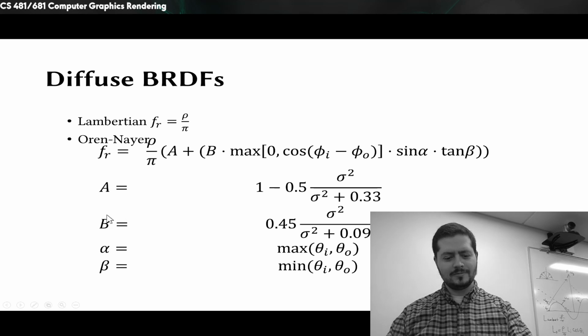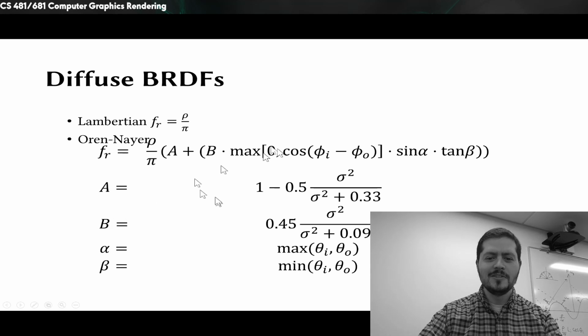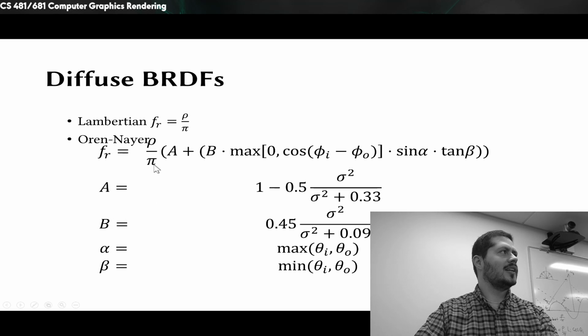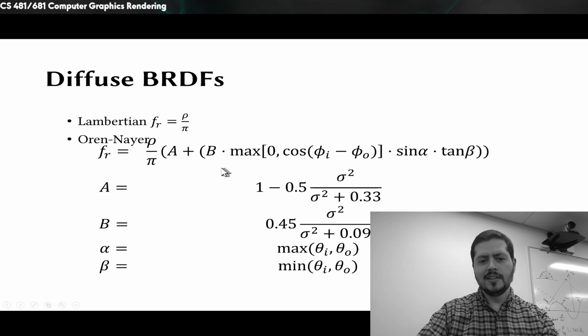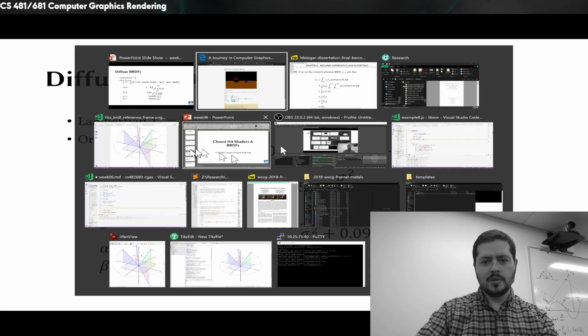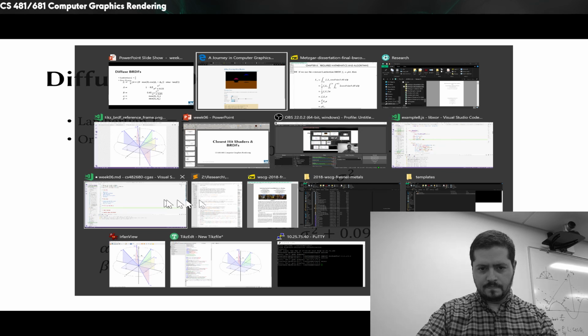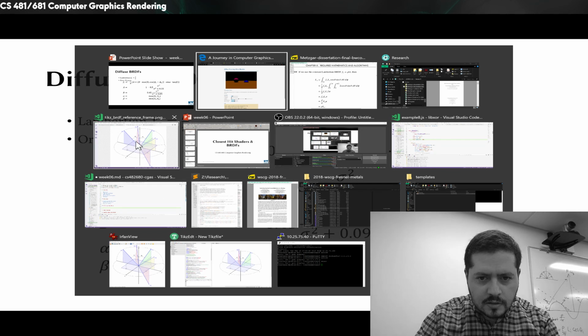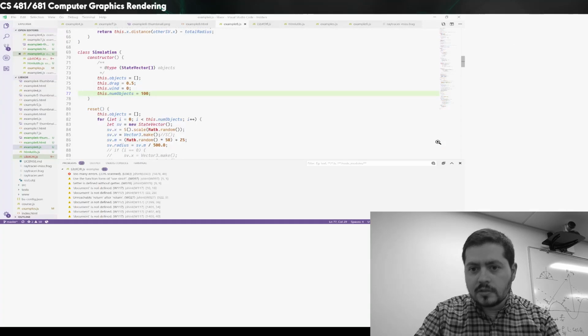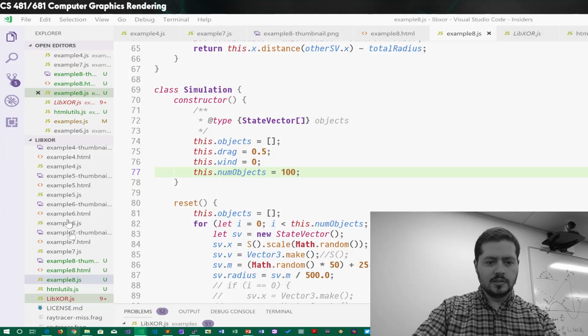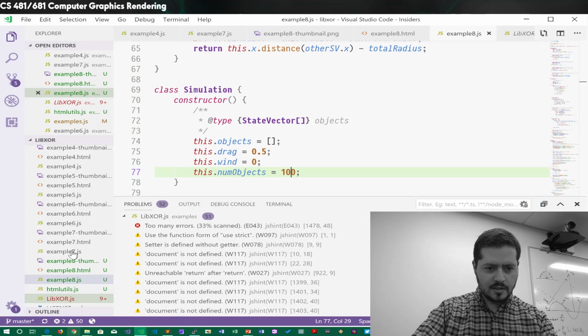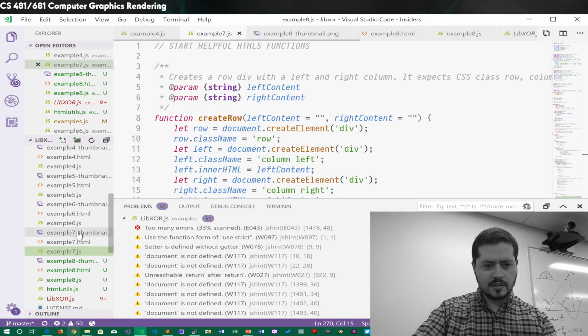Okay, bad joke. Okay, so we're going to try and implement this real quick. We have 13 minutes. So I'm going to go to my sample code here, and I'm going to copy example 7.